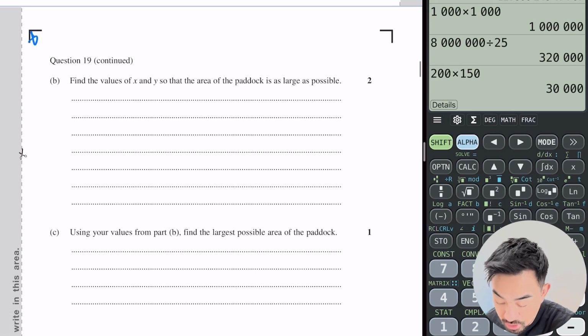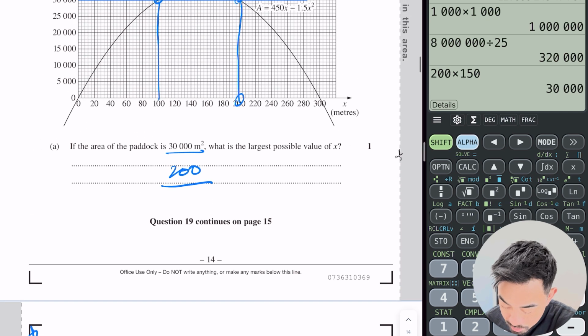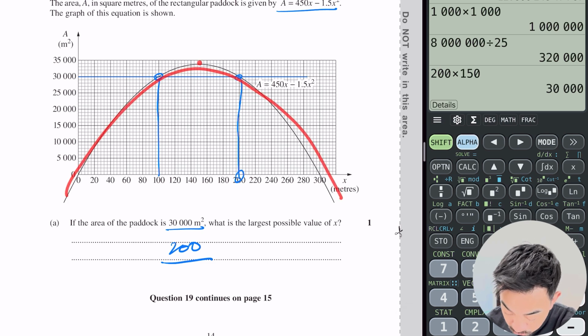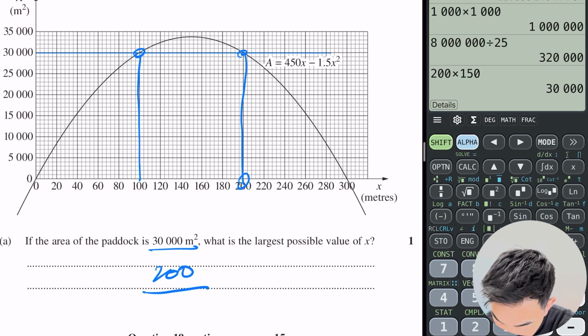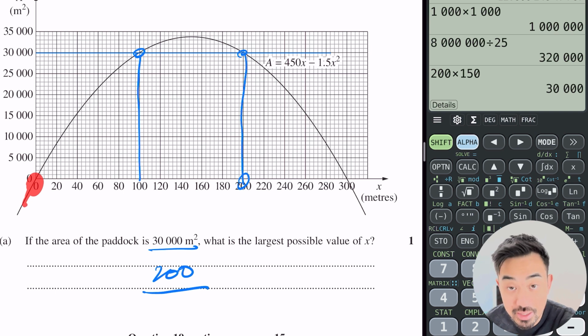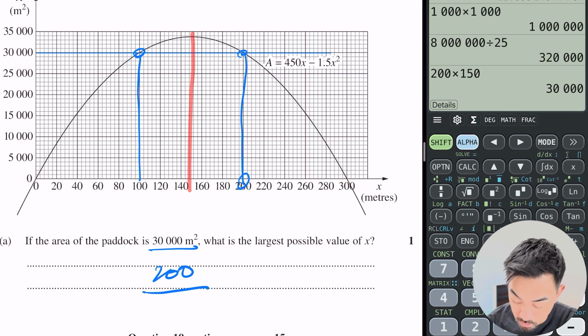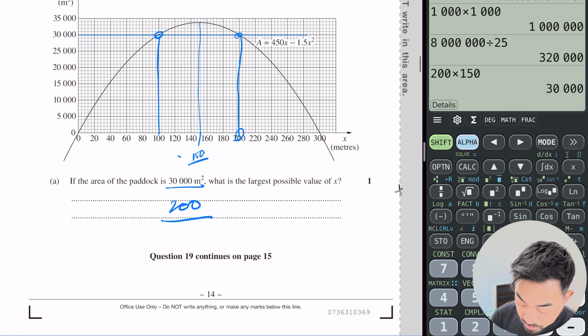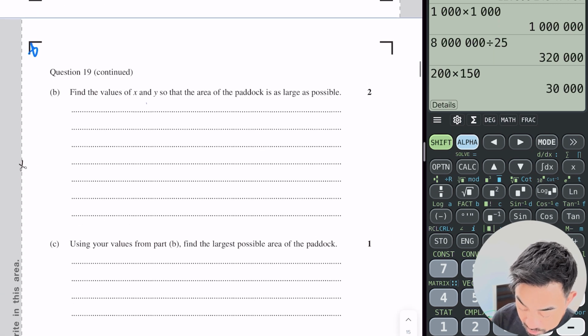All right, question B. Find the values of x and y so the area of the paddock is as large as possible. All right, so going back to the graph here, I want this paddock to be as large as possible. So I'm looking for the peak here, right? So when does it max out? Look, it starts at 0, goes to 300. So the middle has to be 150 for a parabola. That's going to give me the max area. So when x is equal to 150, that gives me the max area.